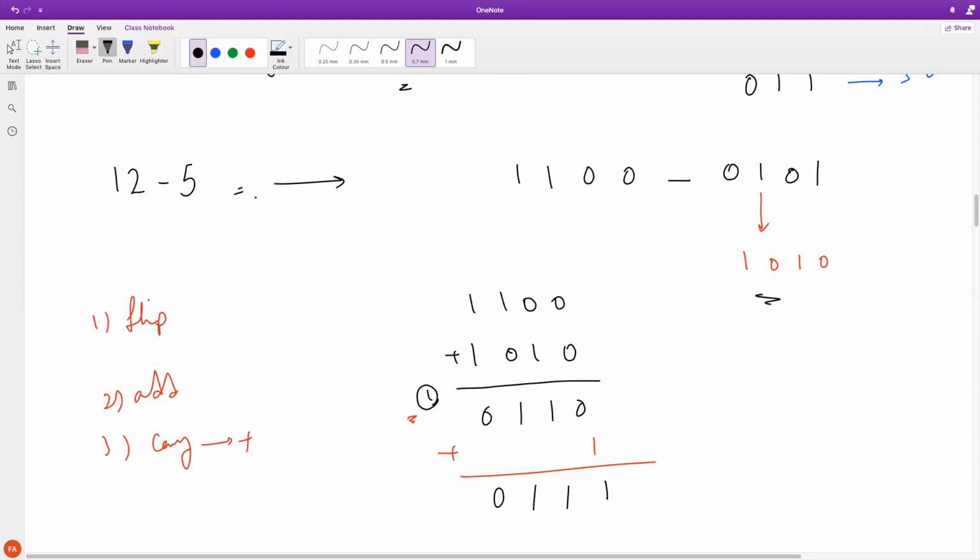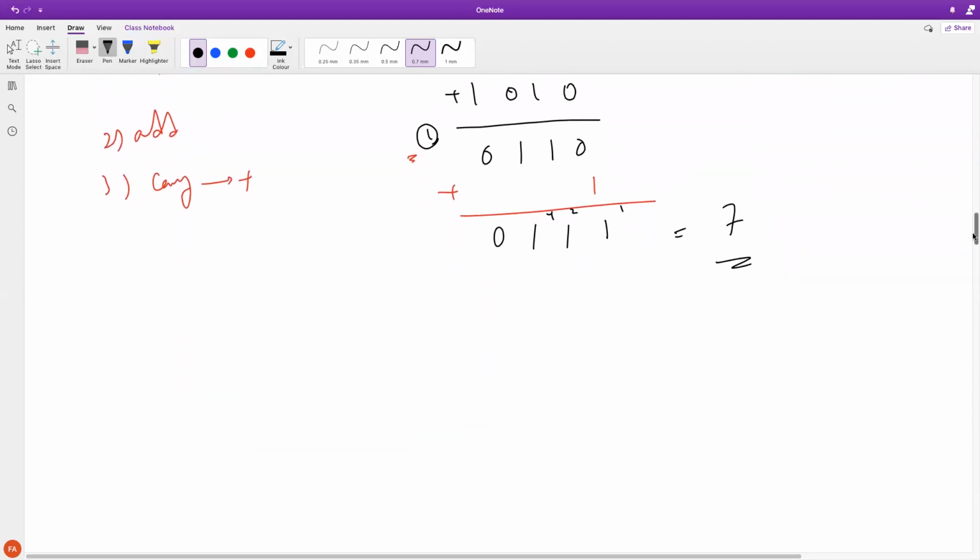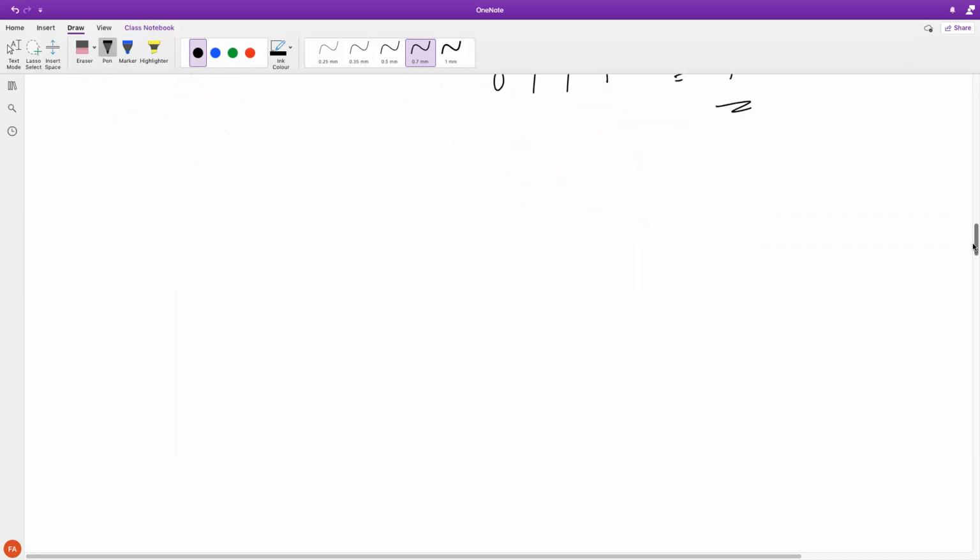What is this number? What is this subtraction? So 12 minus 5 is 7. What is this? 1, 2, 4. If you add them, you get 7. So 12 minus 5 is 7. Good. So plenty of exercises are on the worksheet, and please do all of them.